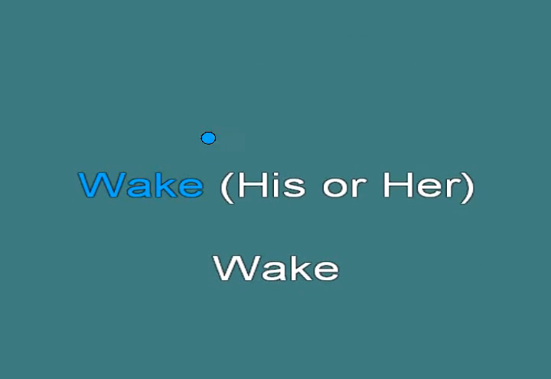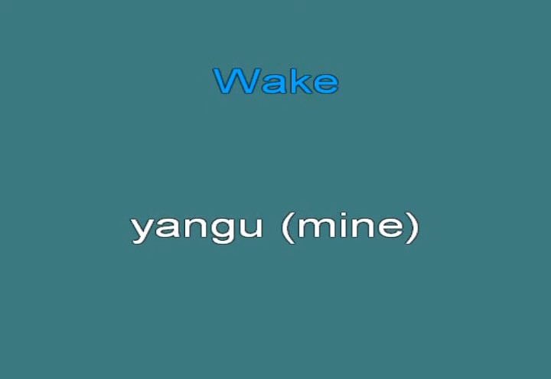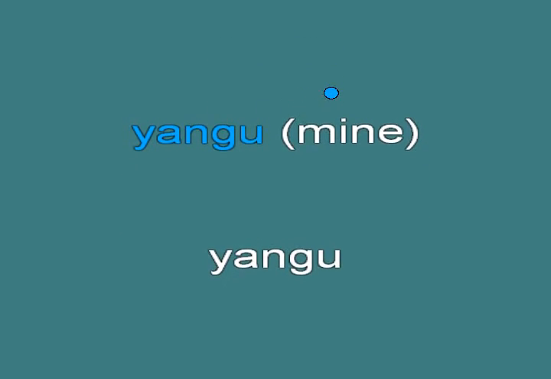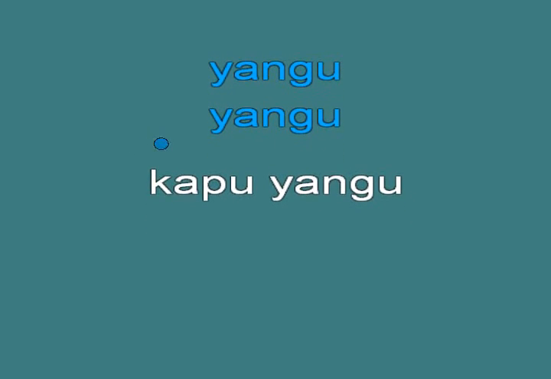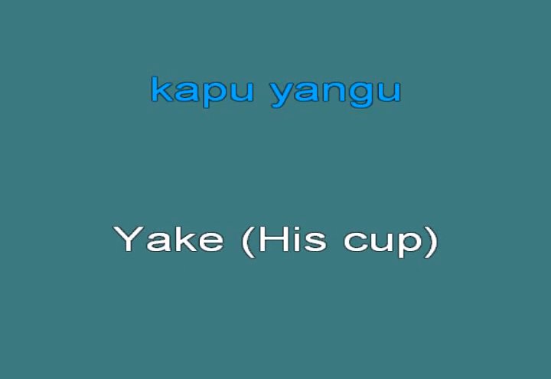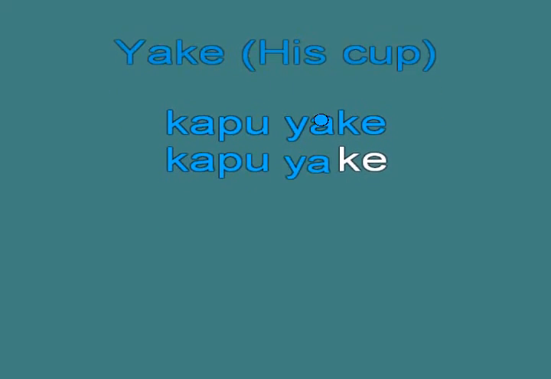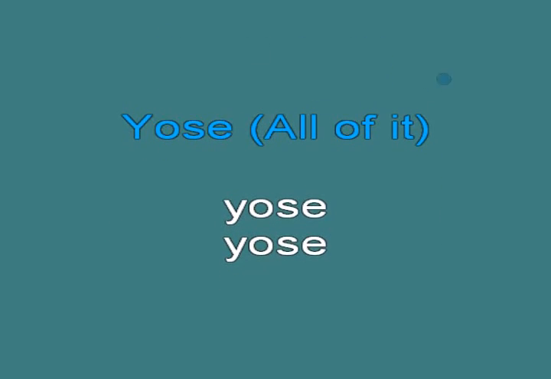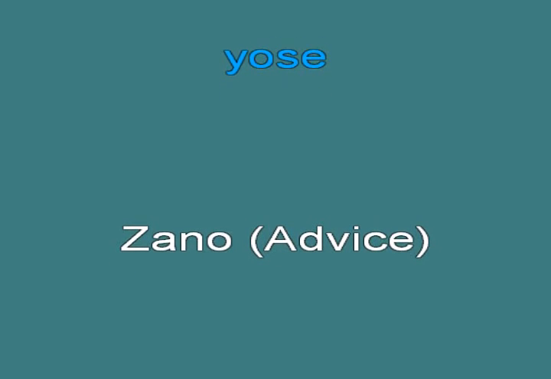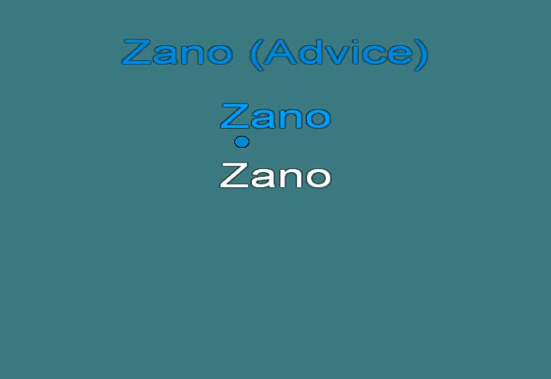Then we have wake for his or her. Wake. And then we have yangu, like this is mine, my cup, this is my cup, yangu. Okay, then we have yake, his cup, yake. We have yose, which means all of it. And then if you're giving someone advice, what is advice in Shona? Zano. You give someone zano, advice.